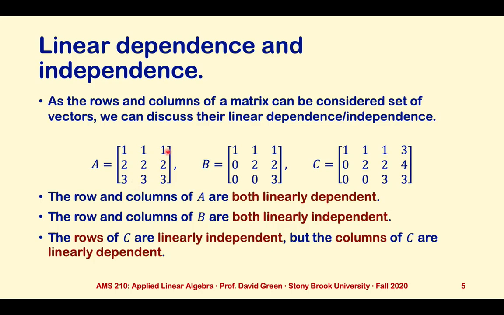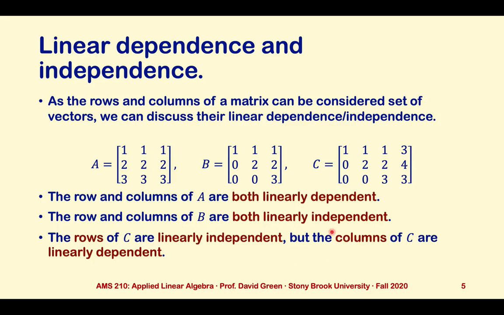For square matrices, we are going to find this to be true: either the rows and columns are both linearly dependent, or they are both linearly independent. For non-square matrices, we have to really consider things separately. In this case, the rows of C are linearly independent for the same reason as we discussed in B.